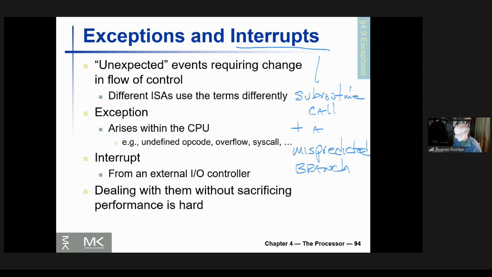You go off to somewhere and then you come back. And we just noted that we have to have a special register for where to come back to, because we can't trash the RA register, because you might already be in the middle of a subroutine call, and so you can't trash that register.